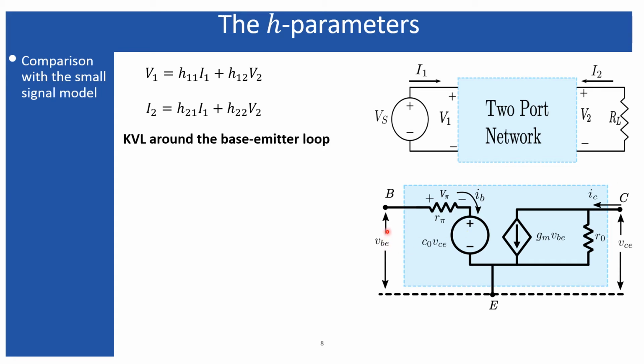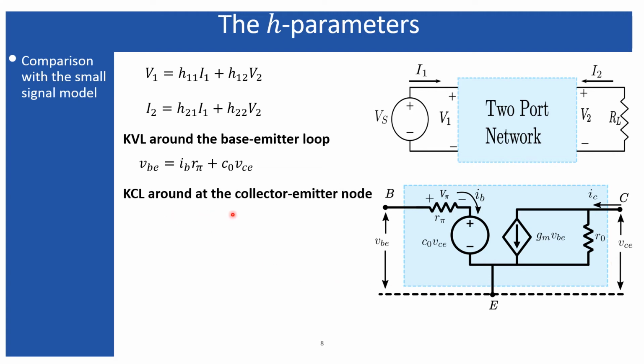If you apply the KVL within the base emitter loop, this equation will result. So VB is the input voltage, IB is the input current, and that is equal to IB R pi plus C naught VC, and we have seen this equation from our earlier derivation in the small signal model.